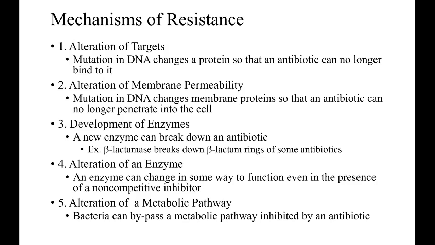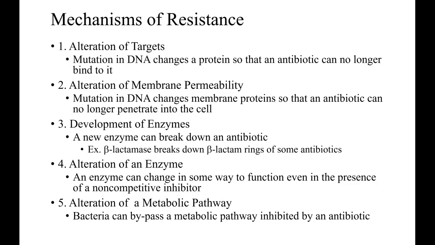Some bacteria can actually develop enzymes that will break down the antibiotic. So, we talked about those beta lactam rings interfering with how the bacteria makes that peptidoglycan. Some bacteria can make beta lactamase. This is an enzyme that breaks down the beta lactam ring. So when they see that beta lactam ring, the enzyme gets to work and destroys it.